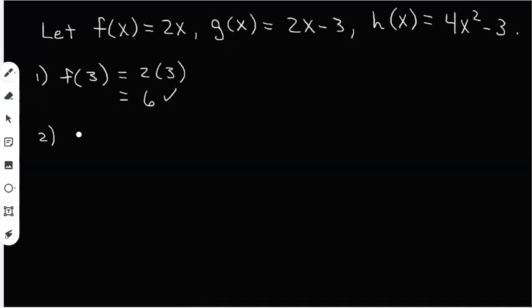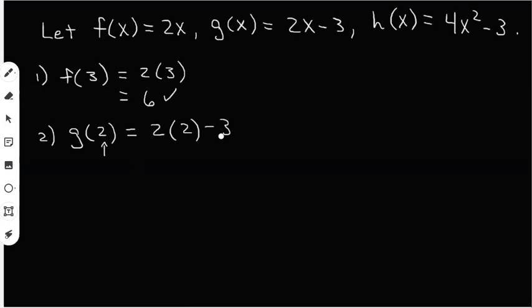Okay, let's try number 2. I want to find g of 2. So for g of 2, we're looking at function g of x. We're going to keep everything about the function the same. The only difference is we're replacing our x with a 2 because that's what our input is. So we're going to let that x be 2. We still have a 2 on the outside. We still have a minus 3 on the outside.